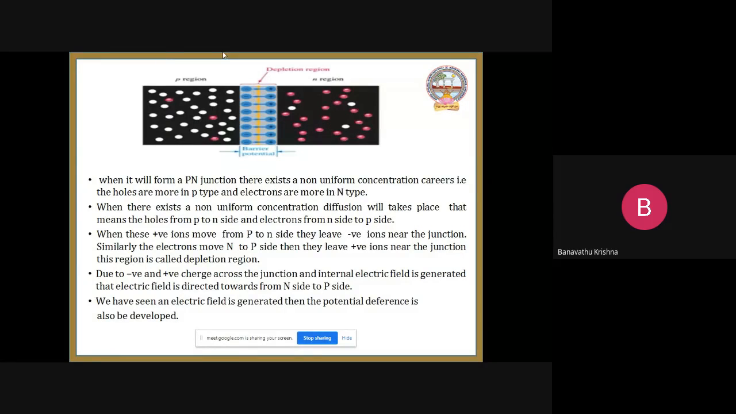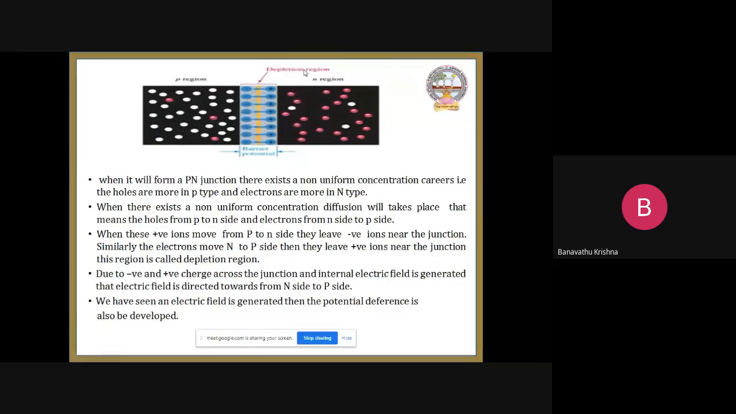What is that? First of all, we take one uniform silicon crystal material. On one side, we diffuse trivalent impurity atoms, and that is the p-type material. Similarly, on the other side, we dope the other impurity atoms, and that forms the n-type region. Here, how is this region formed? This region is the depletion region.